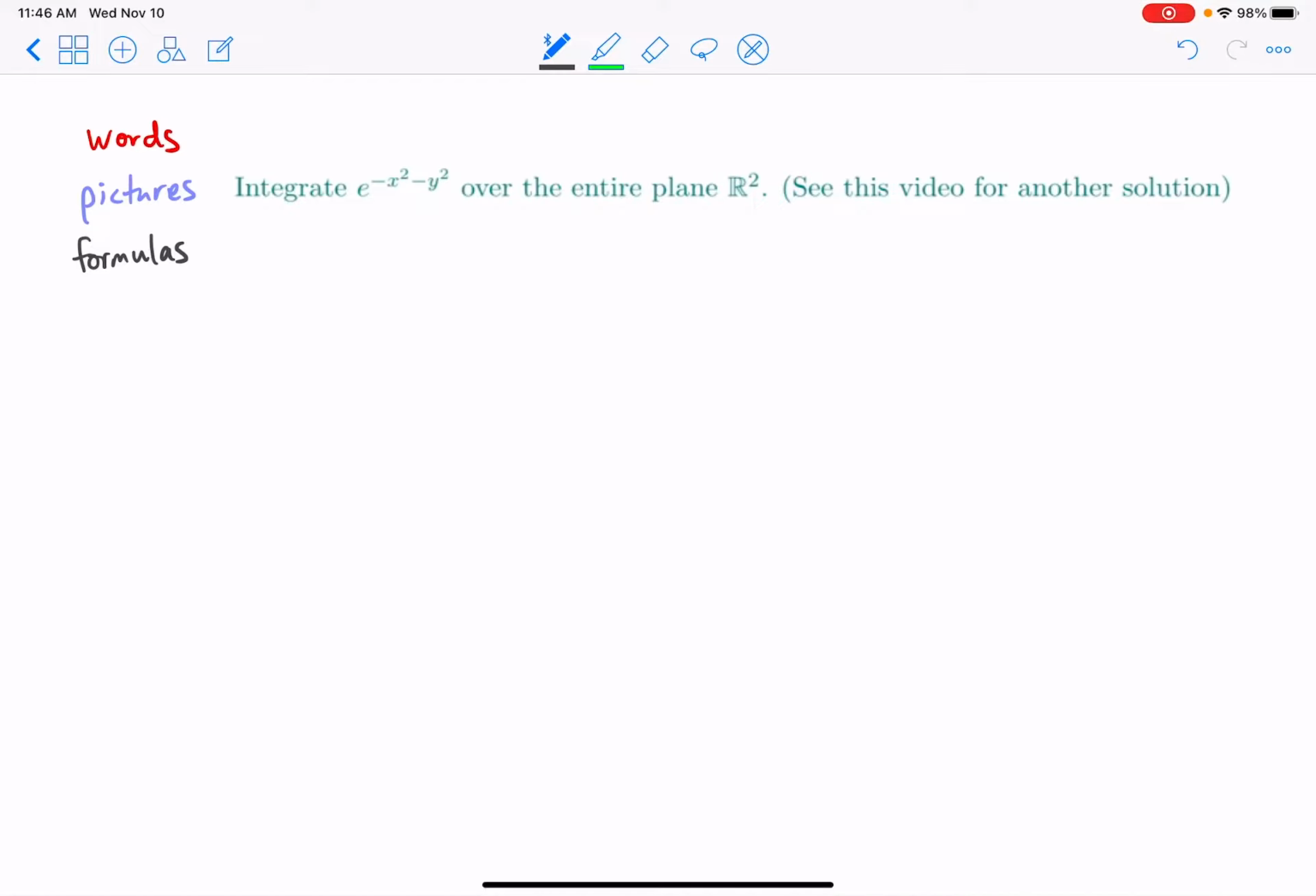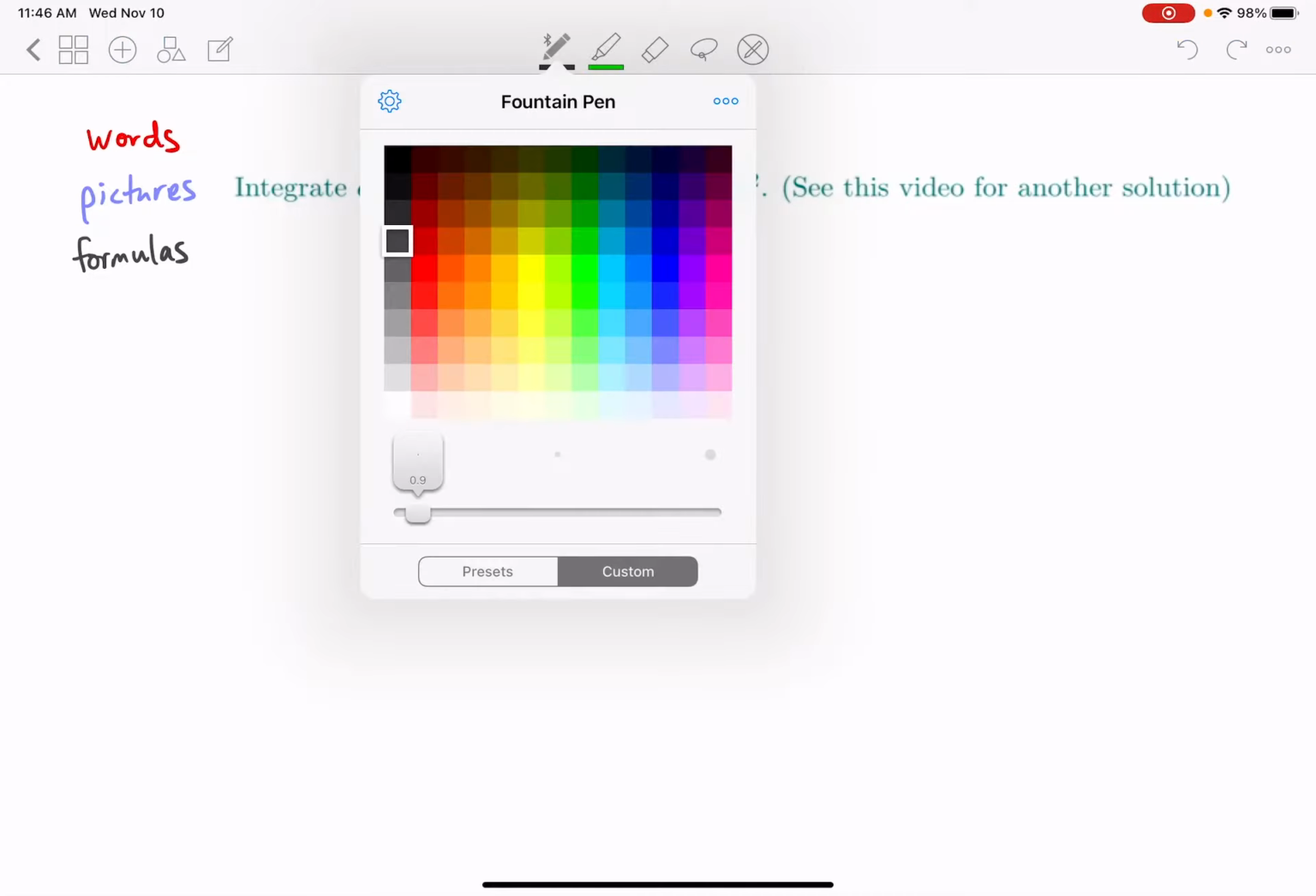Okay, everybody. So integrate this function over the entire plane R2. This function will actually come up if you're doing any sort of probability or statistics. In other words, if you're doing any sort of quantum physics or chemistry, this will come up because probability comes up. Okay, so we're going to learn how to integrate this.